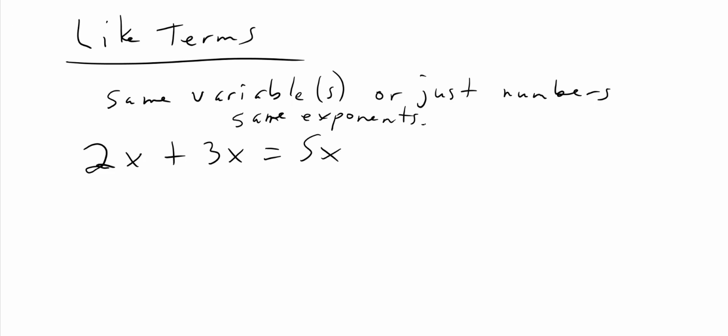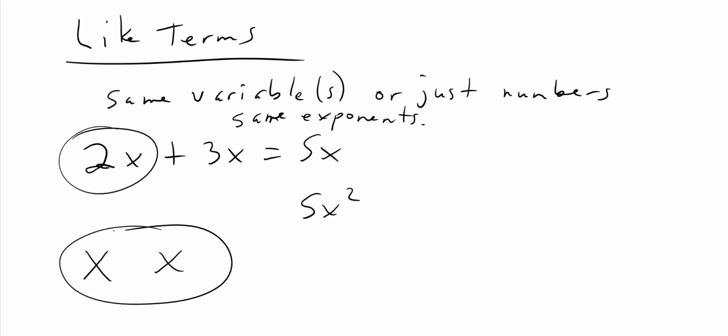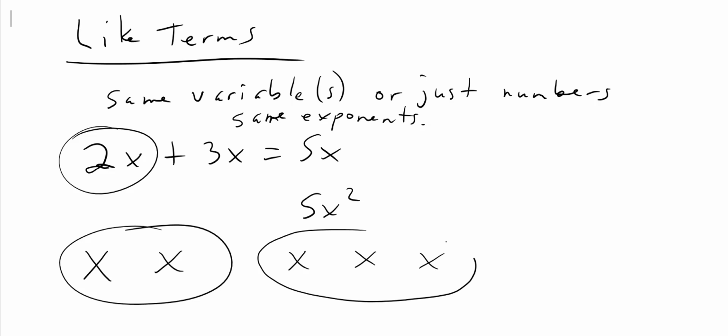It's coming. Okay? So a lot of times what kids want to do here is they want to say 2x plus 3x is 5x squared. They like to do that. And what's wrong with that is, think about this. If you've got 2 x's, so here's an x and here's an x, and this is what you have. And your buddy next to you has got 3 x's. So here's an x, here's an x, and here's an x.